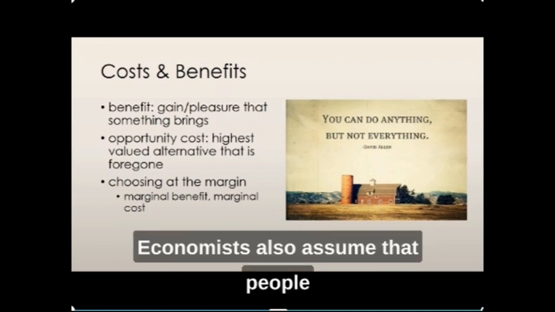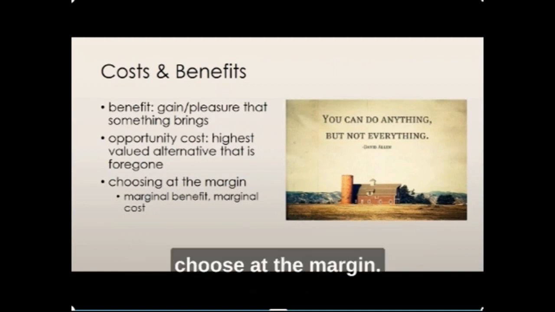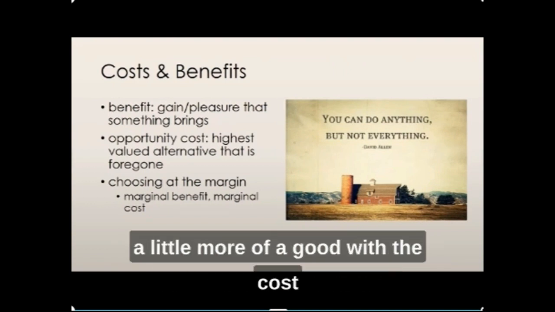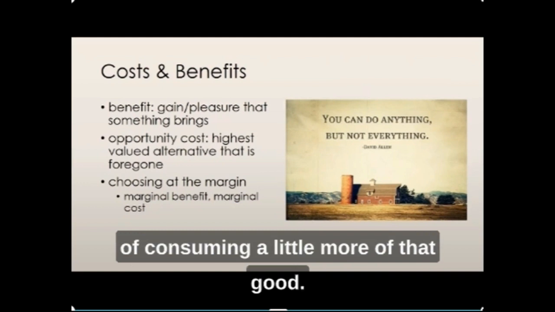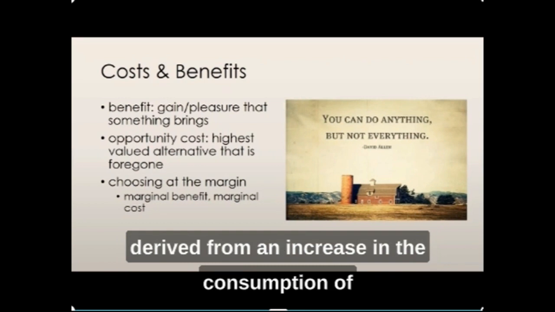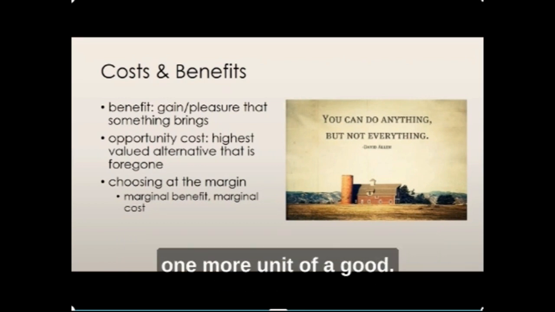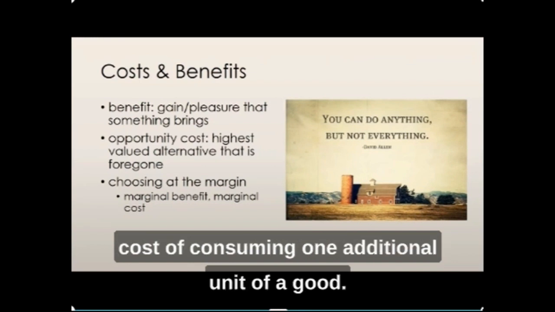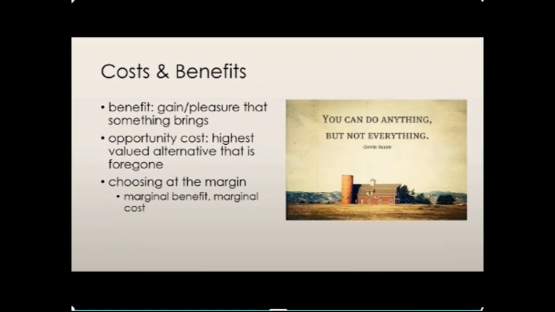Economists also assume that people choose at the margin. This means that people compare the benefit of consuming a little more of a good with the cost of consuming a little more of that good. The marginal benefit is known as the benefit derived from an increase in the consumption of one more unit of a good, and the marginal cost is known as the opportunity cost of consuming one additional unit of a good.